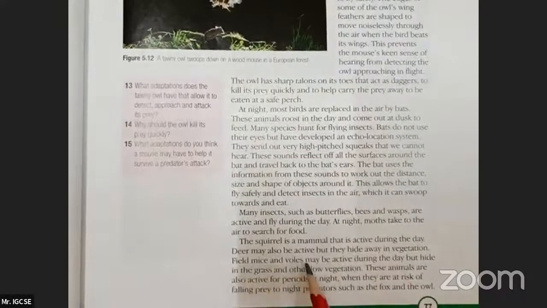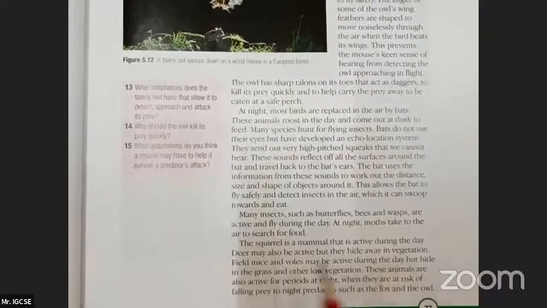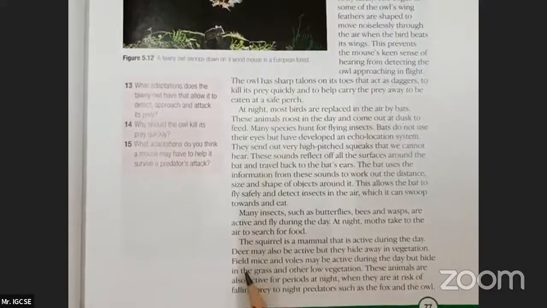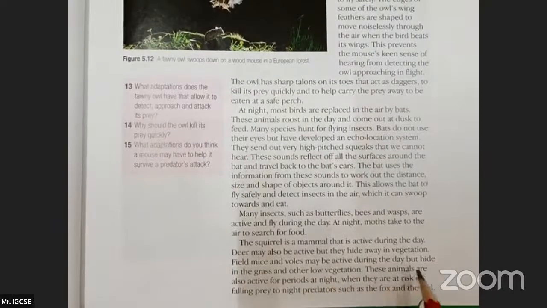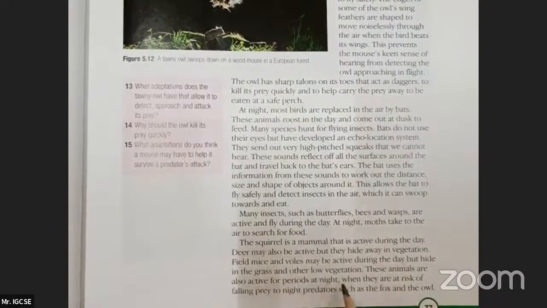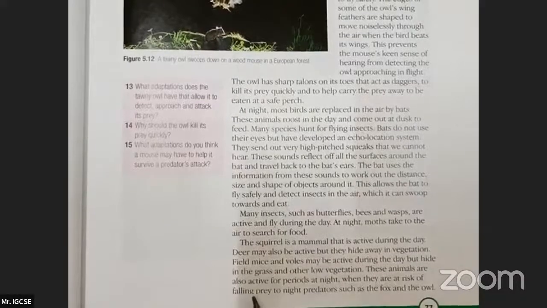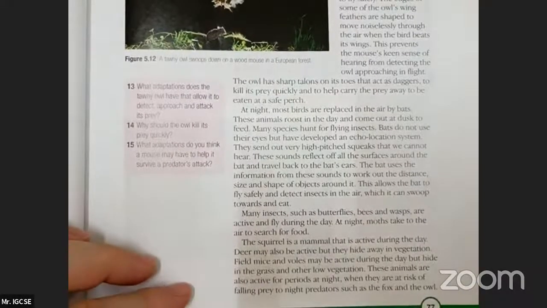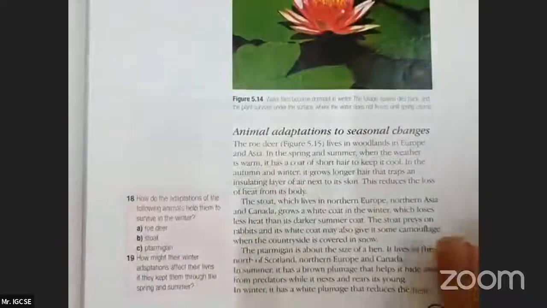Deer may be active, but they hide away in vegetation. Mice and voles may be active during the day, but hide in the grass and other low vegetation. These animals are also active for a period at night, when they are at risk of falling prey to night predators such as the fox and the owl.